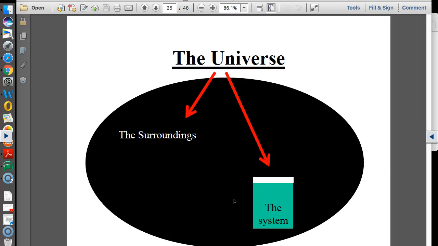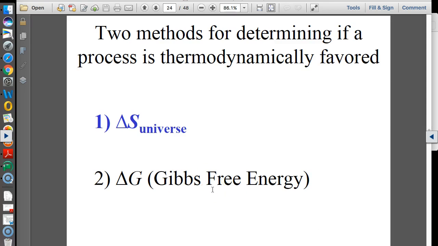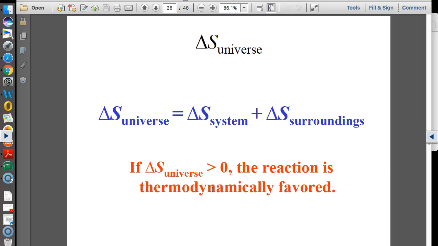And then you have this Gibbs free energy, right? And let me go back. Gibbs free energy is the ability of a system, or a reaction, I should say, to do work, okay? So we'll get to that a little bit. And so the entropy of the universe, if it's increasing, then something is thermodynamically favored.